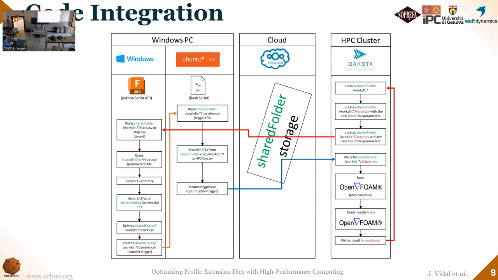Then all the calculation and optimization is controlled at the cluster by running Dakota. Dakota itself controls the whole process and requests the generation of the different geometries. It sends the request to the Windows computer through the cloud. That computer will be waiting for the request, will generate the geometry, and then the geometry is sent back to the cluster, and it runs. It computes the quality of the solution, and does that in a loop until the optimization is achieved.